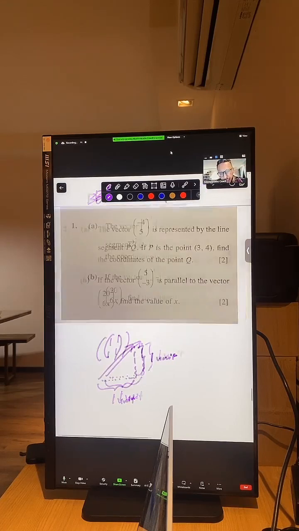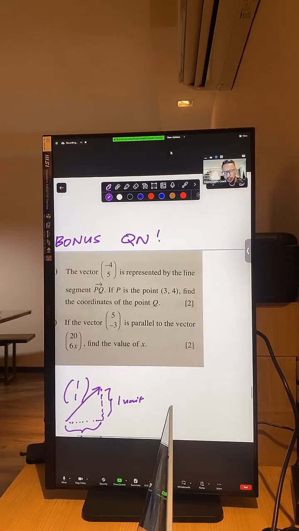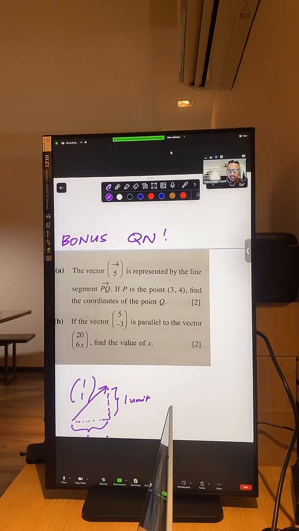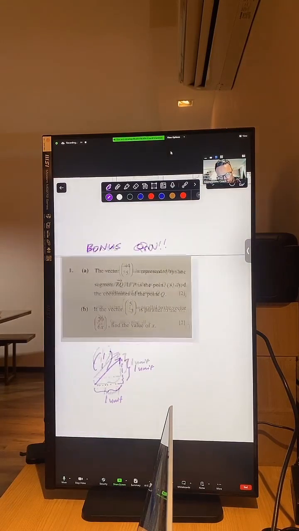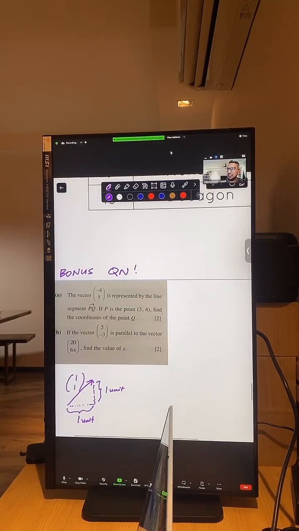Okay, it's 8:49 now. Let's go through this question. So the vector minus 4, 5. You can actually draw it out before you get started on the question, so that you know a bit about what the question is about.